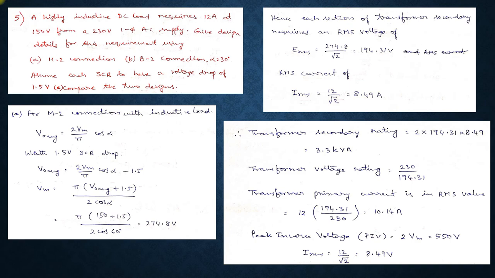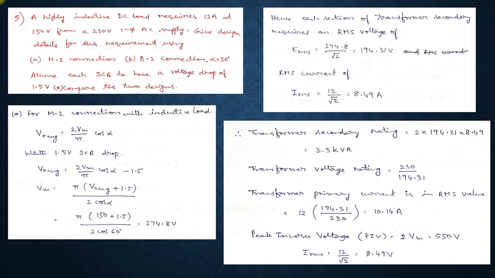So it is 2 VI, so 2 into 194.31 into 8.49, all are RMS voltage and RMS current. So the kVA rating required for the transformer is 3.3 kVA. So the transformer voltage rating is 230 by 194.31, because 230 is at the primary side, 194.31 is at the secondary side. So the transformer primary current in RMS value should be like this: 12 into 194.31 by 230, which is equal to 10.14 ampere.